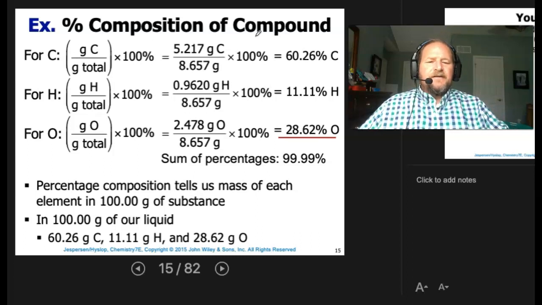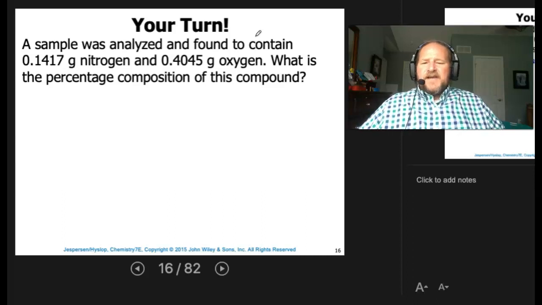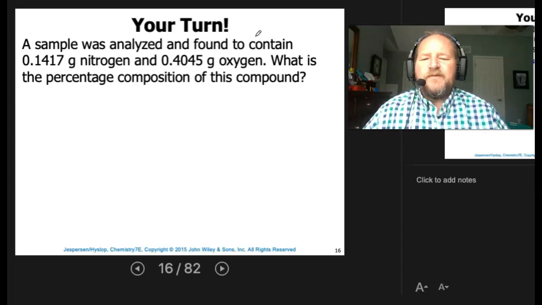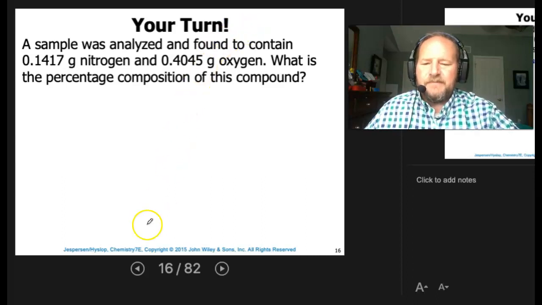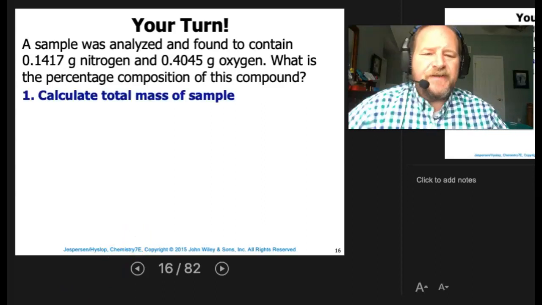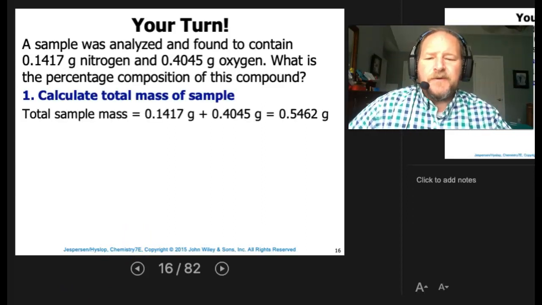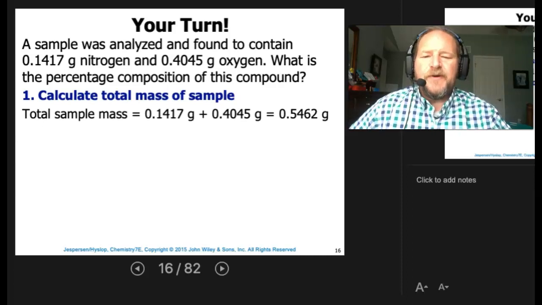All right. A sample was analyzed and found to contain 0.1417 grams of nitrogen and 0.4045 grams of oxygen. What is the percent composition of this compound? The first thing we want to do then is calculate the total mass of the sample. So we're going to take our two components, add them together and get our total mass, which is going to be 0.5462.